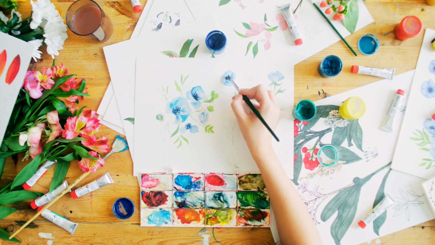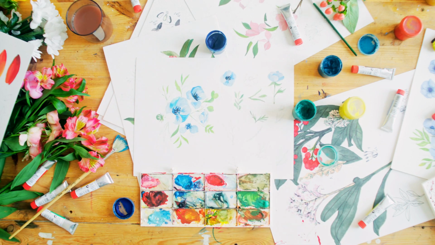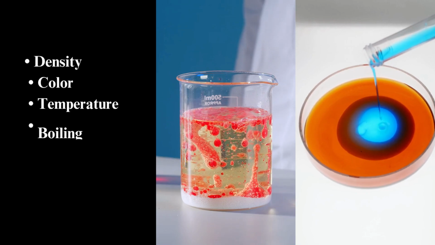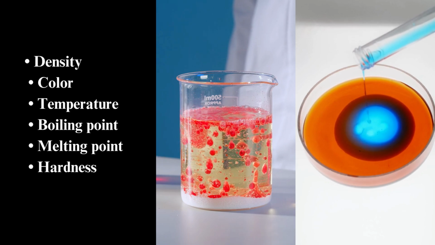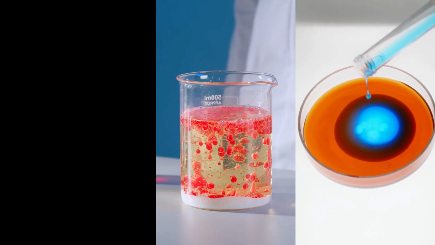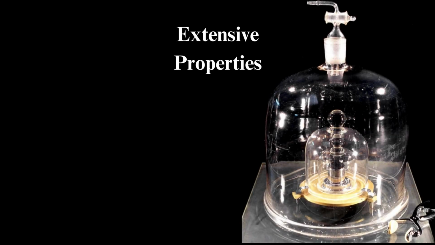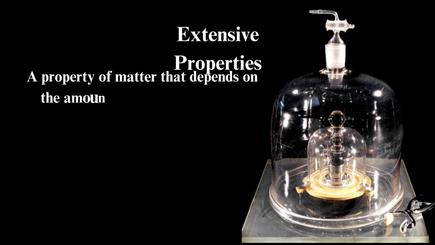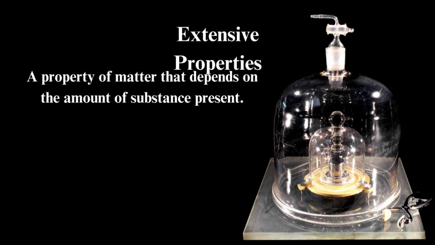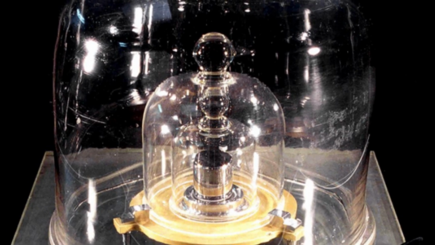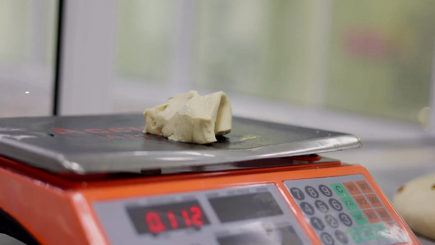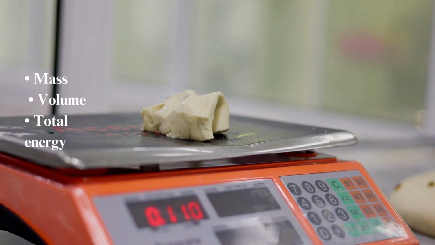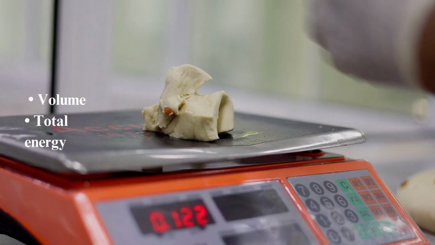Intensive properties are like the color of paint. No matter how much you pour, the color stays the same. Common examples of intensive properties include density, color, temperature, boiling point, melting point, and hardness. Now, extensive properties. An extensive property is a characteristic of matter that depends on the quantity of the substance present. Its magnitude changes proportionally with the amount of material. Extensive properties include mass, volume, and total energy.